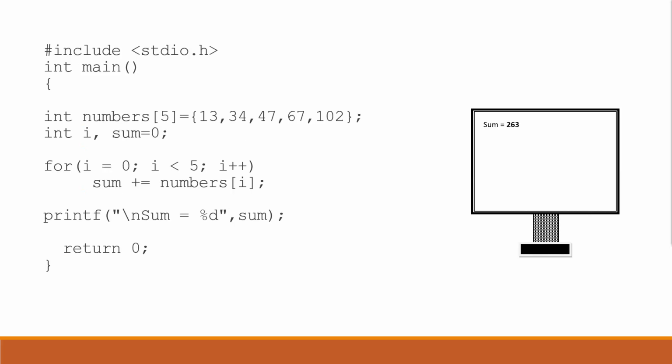The program calculates the sum of the elements in the numbers array. The numbers array contains 5 integers: 13, 34, 47, 67, and 102. It initializes a variable sum to 0. It then iterates over each element of the numbers array using a for loop. Inside the loop, it adds each element of the numbers array to the sum variable. After the loop, it prints the value of sum. Finally, the program returns 0 to indicate successful execution.